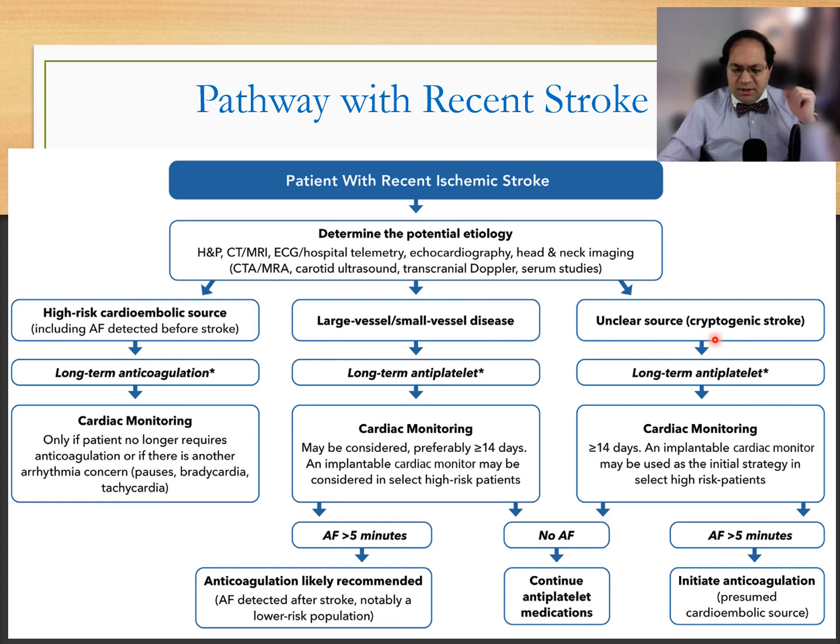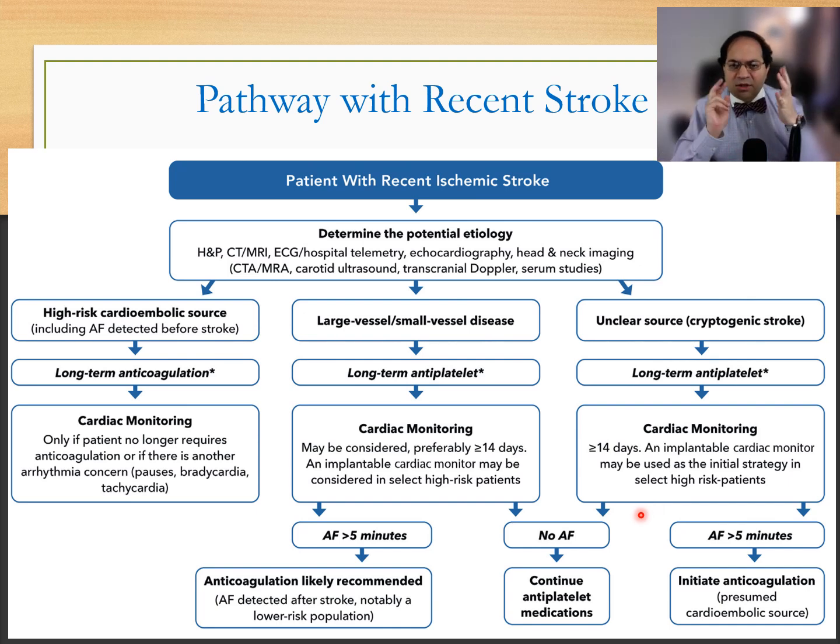The major group that we are dealing with all the time is 40% of the patients. They have cryptogenic stroke. You have not yet identified an arrhythmia. So you put the patient on a long-term antiplatelet regimen. Then you do cardiac monitoring, at least 14 days. So 2 weeks of cardiac monitoring is enough. If you don't see anything on the 2 weeks of cardiac monitoring, you implant the cardiac loop recorder. But in cases that have high-risk features, you can go and implant a loop recorder as the initial strategy.